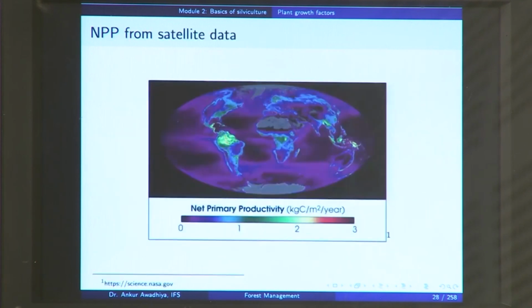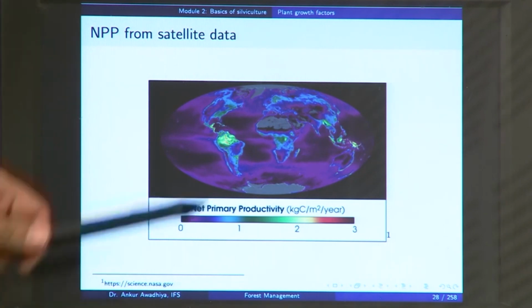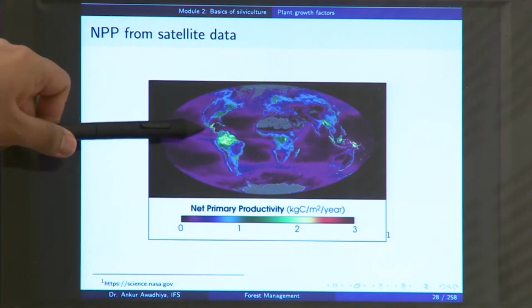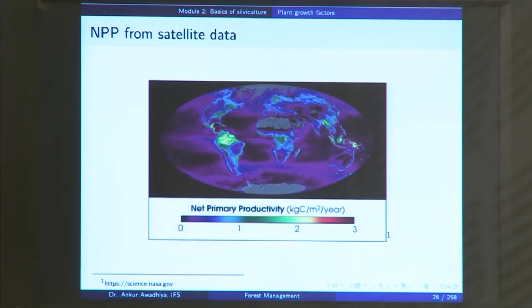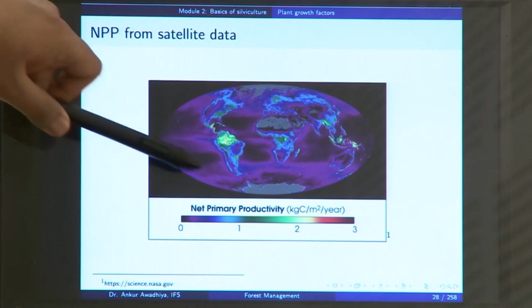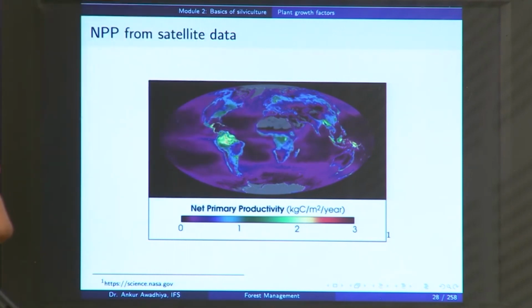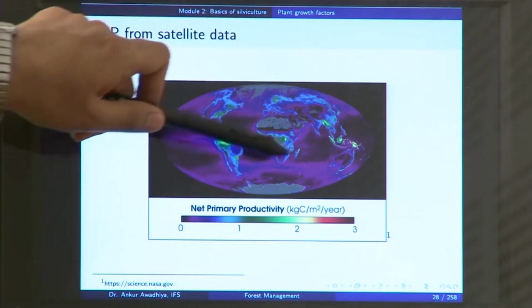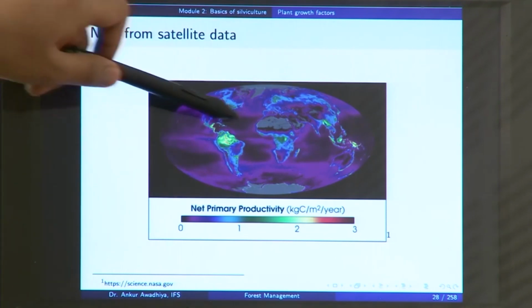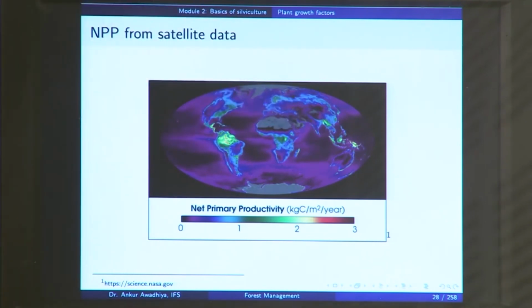Now, the net primary productivity can be discerned from satellite data, and in this satellite data what we are seeing is that in areas like Brazil, you have a high amount of net primary productivity as compared to the oceans. In the oceans the primary productivity is less, and we can also see that in the polar areas the primary productivity is less as compared to the subtropical areas.